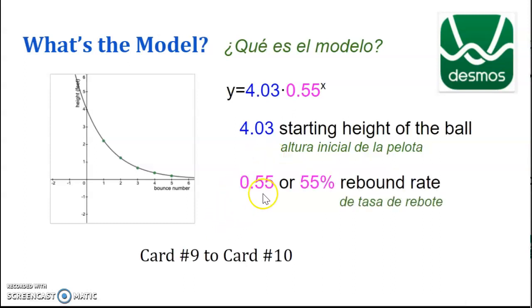And then 0.55, or we could say 55%, because 55% is the percentage of this decimal value. That's the rebound rate. Remember, for a tennis ball to be considered good, its rebound must be between 53 and 58, and 55 was what I got as the rebound rate.